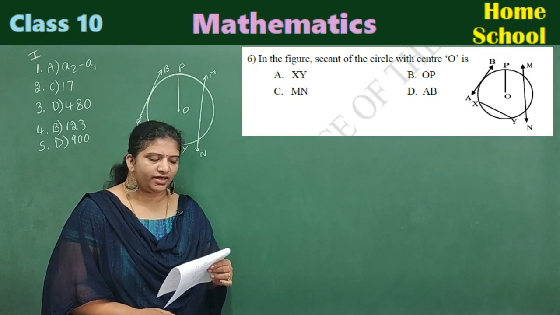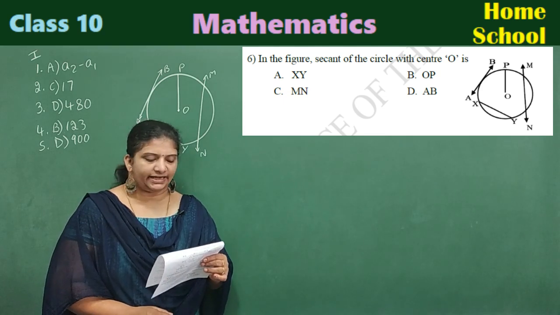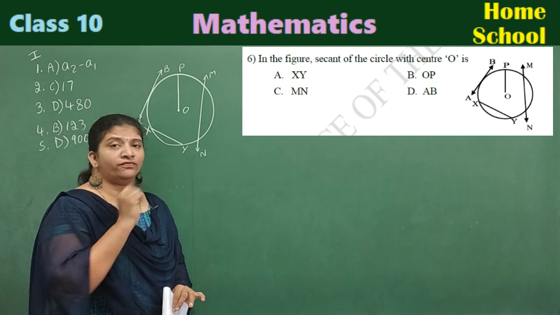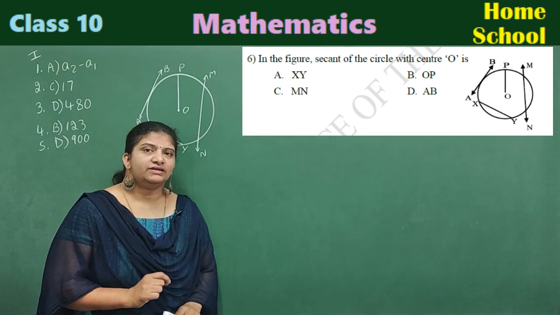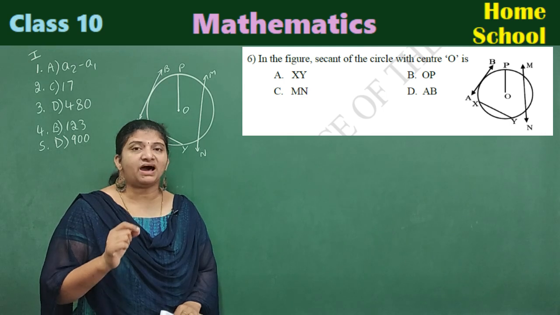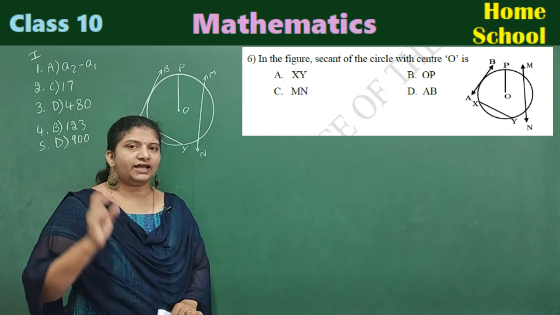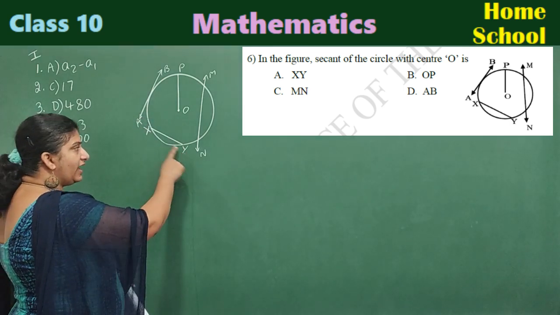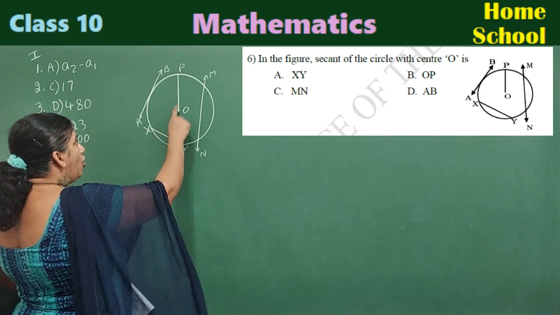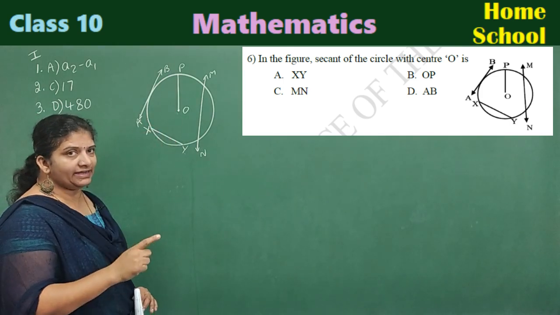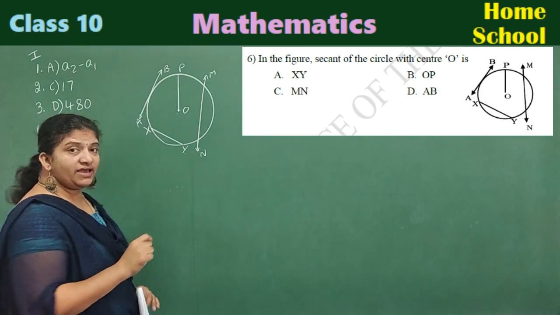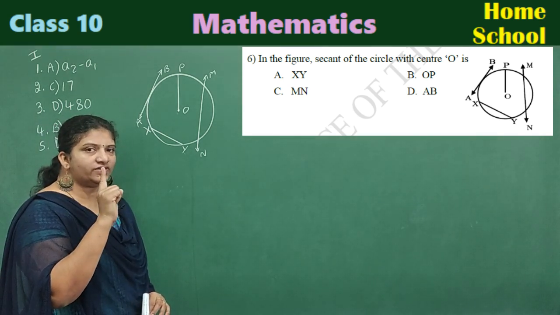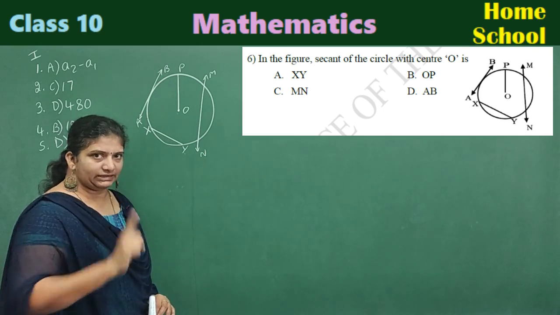Sixth one, in the figure, secant of the circle with center O is. Observe the figure. Secant of the circle. What is a secant? Secant is a line which passes through the circle touching at 2 points. Observe here. What is XY? XY is a chord. OP is a radius. AB is a tangent. Tangent touches at only one point of the circumference of a circle.